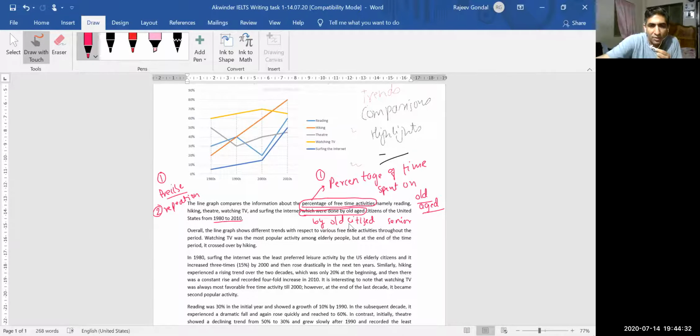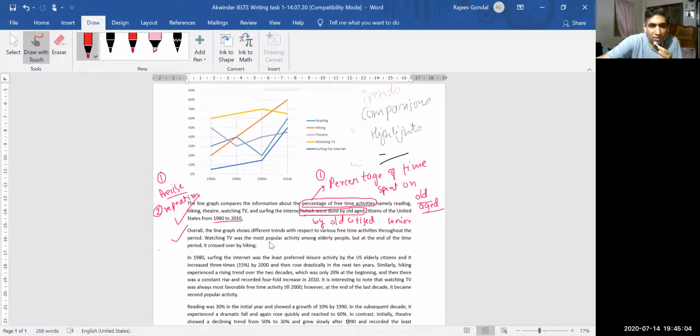You start with an overall picture, which is again a very good structure. Throughout the graph, I find that the structure is followed very nicely, just that there are a few errors and slips related to grammar that we are going to correct here. Overall, the graph shows different trends with respect to various free time activities throughout the period. This is a very good usage.